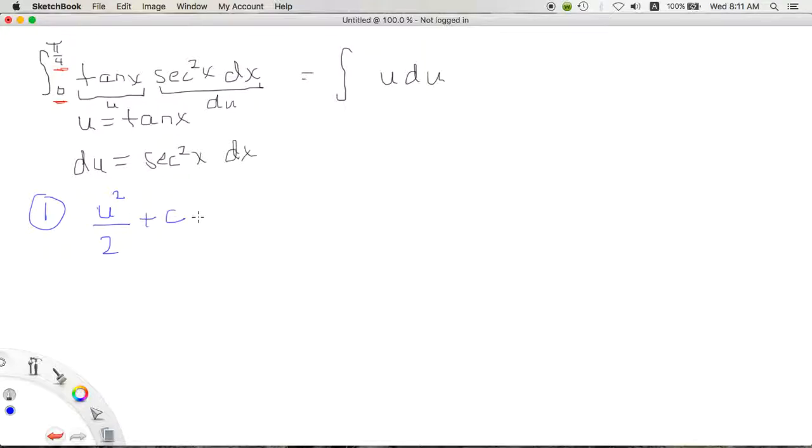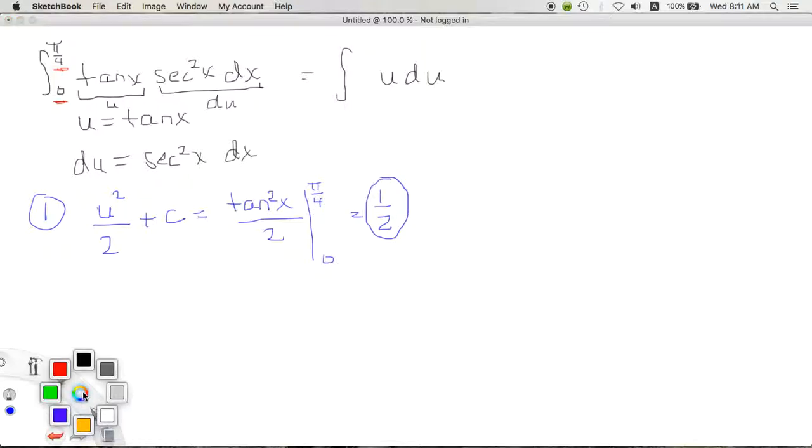and then that would be tangent squared x over 2, and you would evaluate that from 0 to pi over 4. The tangent of pi over 4 is 1, so we have 1/2 minus the tangent of 0, which is 0, so we would get 1/2.